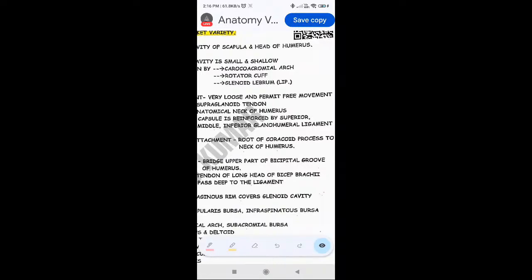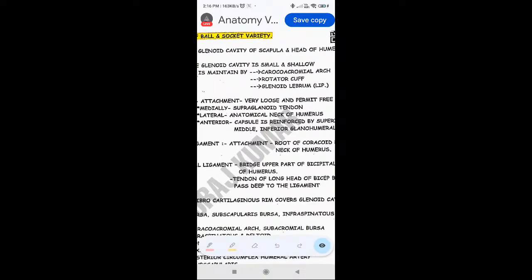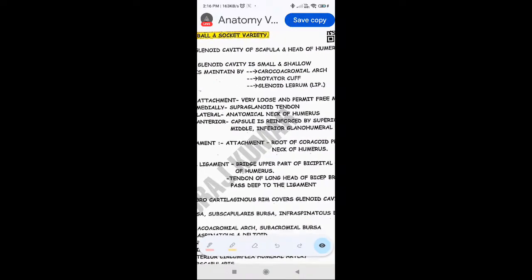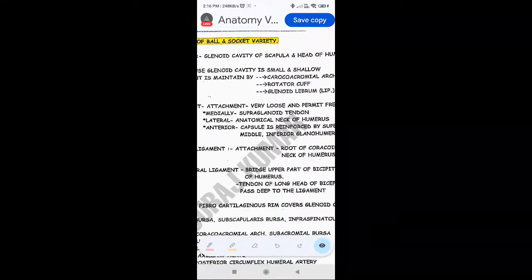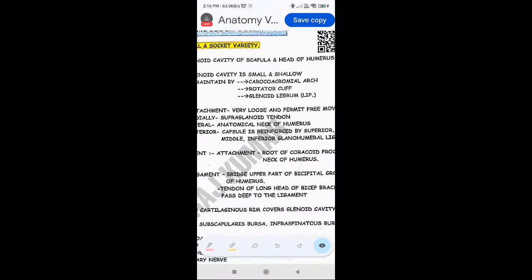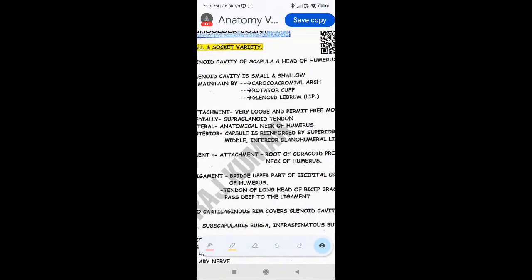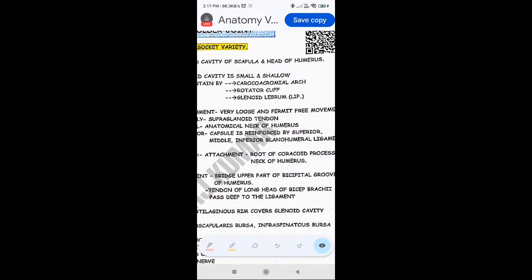Medially, the capsule is attached to the scapula beyond the supraglenoid tubercle and the margins of the labrum. And laterally it is attached to the anatomical neck of humerus, and anteriorly the capsule is reinforced by the superior, middle, and inferior glenohumeral ligaments.